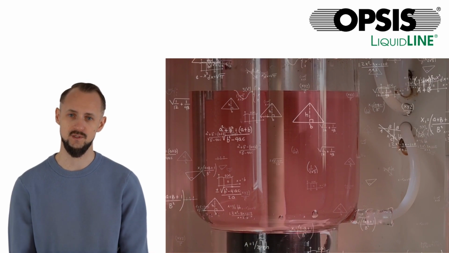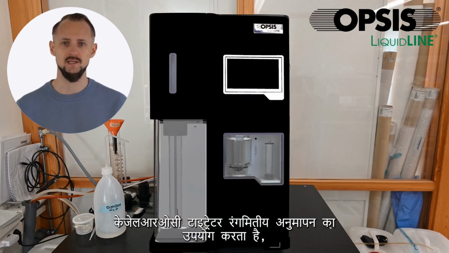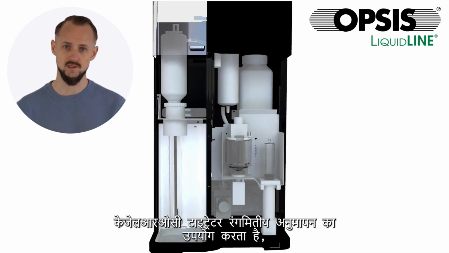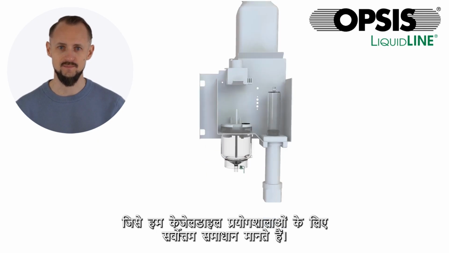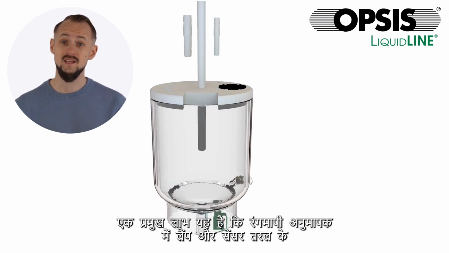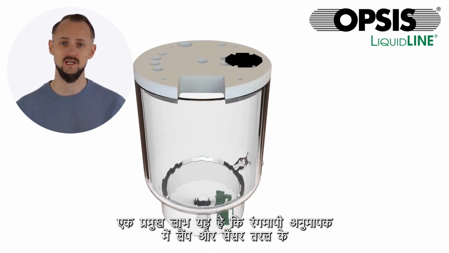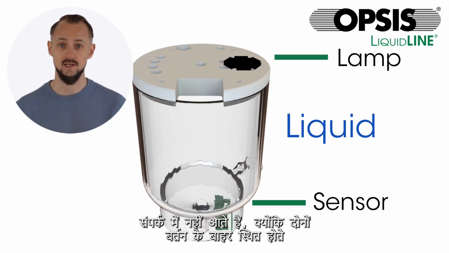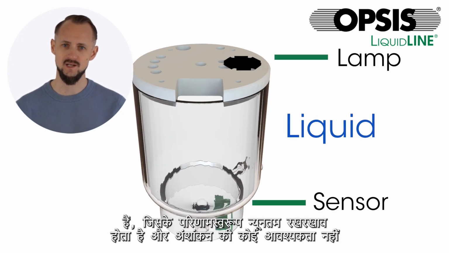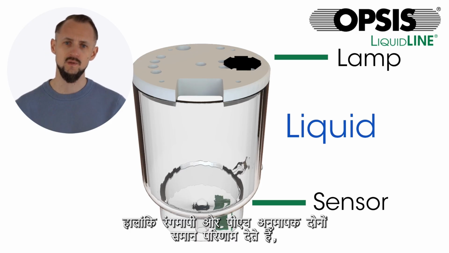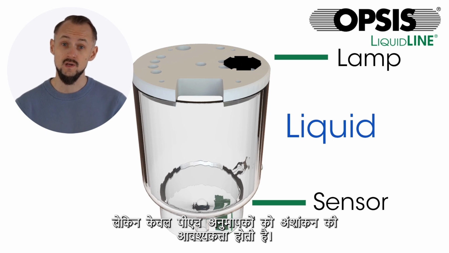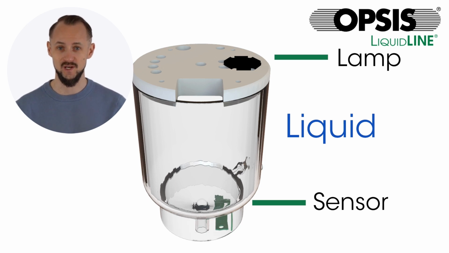than separate components. The Kjeldahl titrator employs colorimetric titration, which we consider the best solution for Kjeldahl laboratories. A key benefit is that the lamp and sensor in a colorimetric titrator do not contact the liquid, as both are located outside the vessel, resulting in minimal maintenance and no need for calibration. While both colorimetric and pH titrators yield similar results, only pH titrators require calibration.